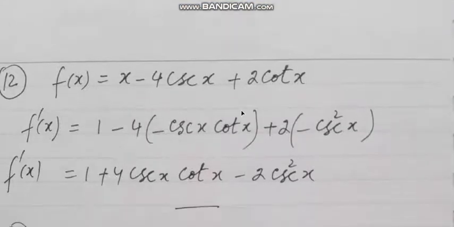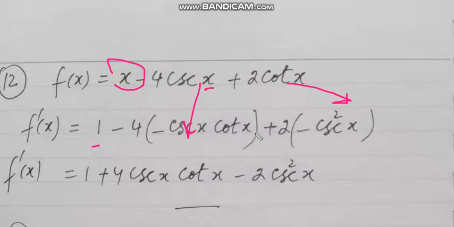Then this question, these are separate terms. Just taking the derivative of x will be 1, minus 4 as it is. The derivative of cosecant x will be minus cosecant x cot x, and the derivative of cot will be minus cosecant square x. The derivative of the angle will be 1, the derivative of this angle will be 1.